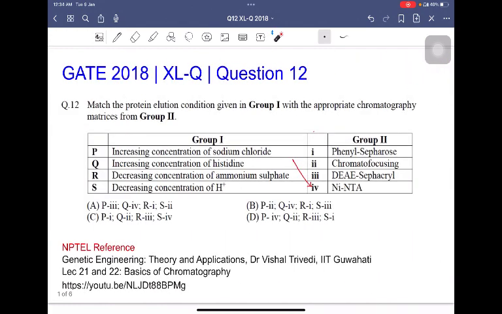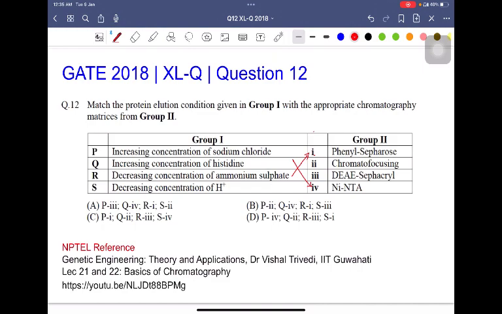So going back to our question, phenylsepharose will therefore match with decreasing concentration of ammonium sulfate. We know that ammonium sulfate is a salt, and if we decrease the concentration of ammonium sulfate, the hydrophobic proteins will be eluted from the hydrophobic interaction chromatography resin. So R will match with 1.